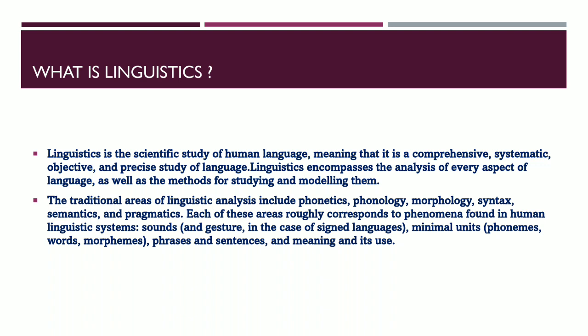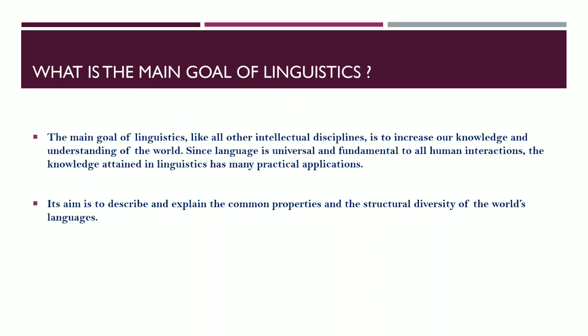Now let's move to talk about the main goal of linguistics. The main goal of linguistics, like all other intellectual disciplines, is to increase our knowledge and understanding of the world. Since language is universal and fundamental to all human interactions, the knowledge attained in linguistics has many practical applications. So here, we can understand that the main objective of linguistics is to understand the interactions of humankind, and to understand their language, their sounds, their words, and so on.